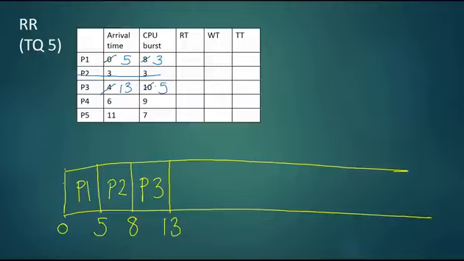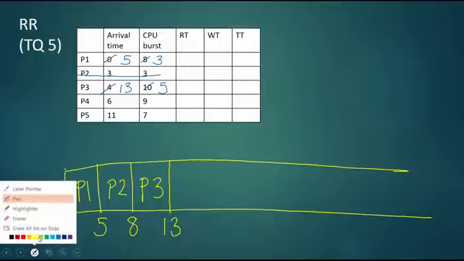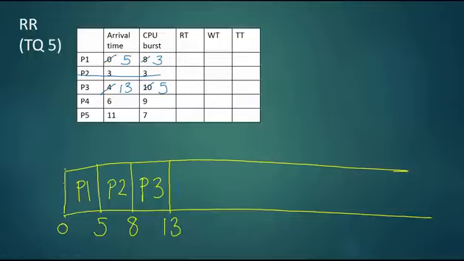Now the current time is 13, and this is where you need to be careful, because P1 actually arrived in the ready queue before P4. You might think, oh, I want to use P4, but P1, because it got there at time 5, has an earlier arrival time than P4. So therefore the next to go is going to be P1. P1 has 3 time units of CPU burst, and so at time 16, P1 will be done.